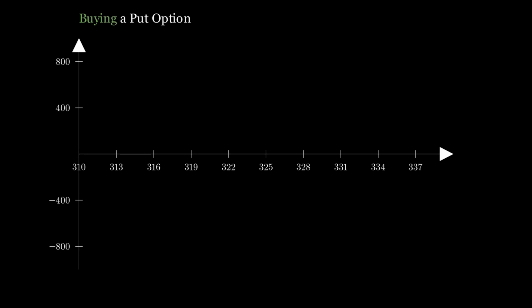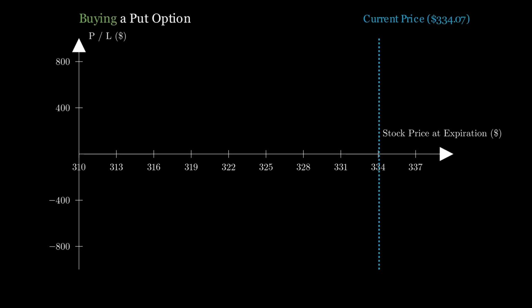Let's first consider the P&L curve when we buy this put option. The blue line is the current price that Tesla is trading at, and the green line is the strike price specified by the put option contract. The P&L curve looks like this.